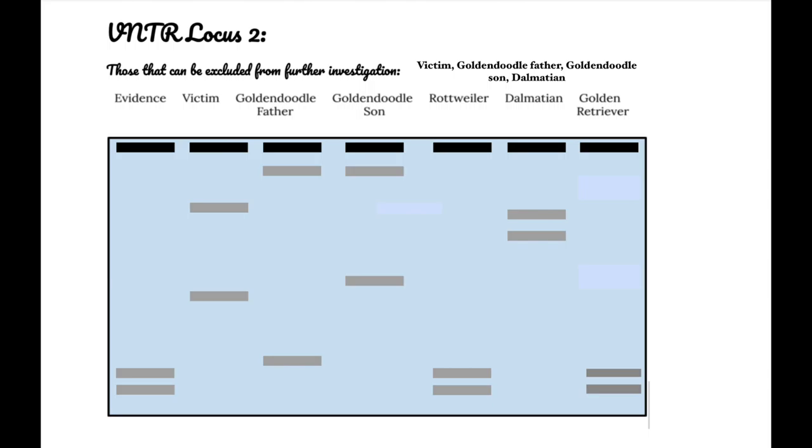As shown in both gels, it is evident that the golden doodle father is the biological parent of the golden doodle son because half of their alleles are in the same location. The other half of the golden doodle son's alleles would have been passed down from his mother.